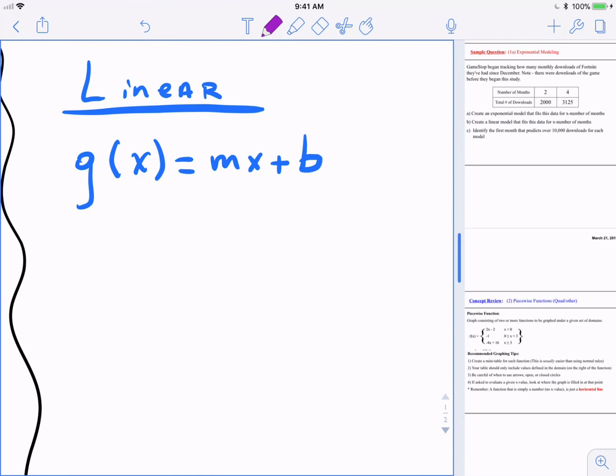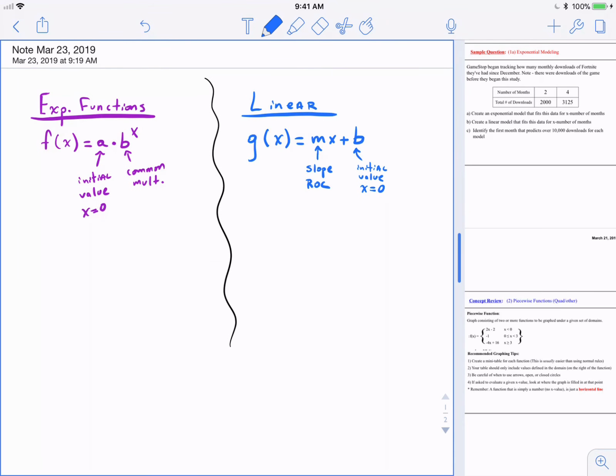For linear functions, this is what we started the year off with, and many of you learned this in years past: mx plus b, where we define m as the slope or rate of change, and b is our initial y-intercept value. Once again, where x equals 0. Now this can be a little tricky looking at both of these together, because notice they both use a b and it means drastically different things. We want to make sure we understand how these work before we start building something.